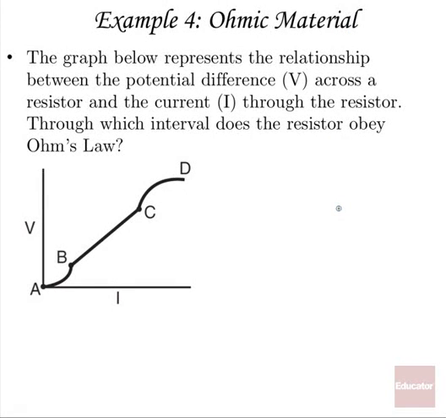So, the graph below represents the relationship between the potential difference V across a resistor and the current through the resistor. Through which interval does the resistor obey Ohm's law? Or through which interval is it ohmic? Well, it's ohmic where this is a linear relationship. So that's going to be from B to C in this section right there. So BC is where it obeys Ohm's law.